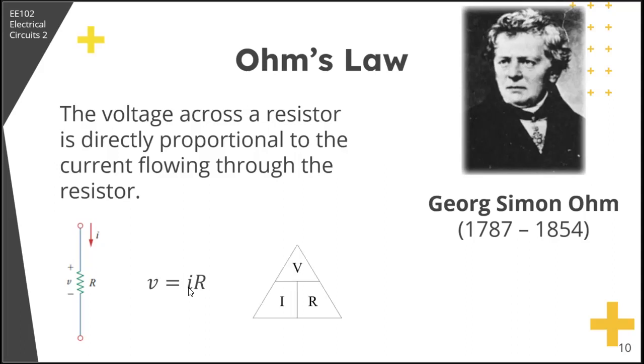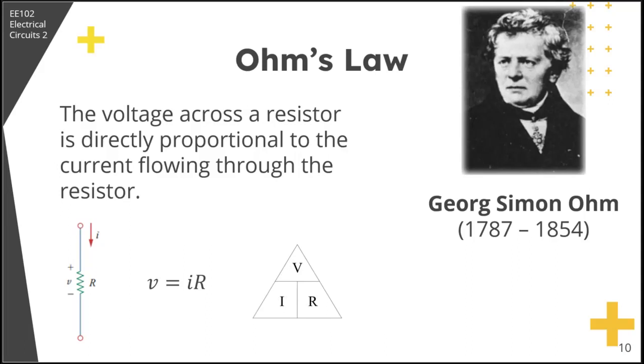It can also be useful to remember Ohm's law using this triangle. If you want to find V, then just cover V and you'll only have IR, which means that V is equal to IR. If you want to solve for I, then just cover I and you'll only have V over R, which means I is equal to V over R. The same also goes if you want to solve for R.